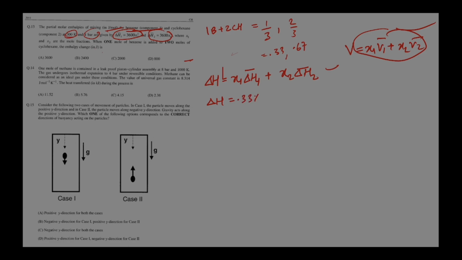0.33, cyclohexane into 3600 into 0.67 square plus 0.67 into 3600 into 0.33 square. Okay, so this is del H, and remember this is in joule per mole. This whole value is in joule per mole. So it will come around. Wait for it, I'll calculate this value.